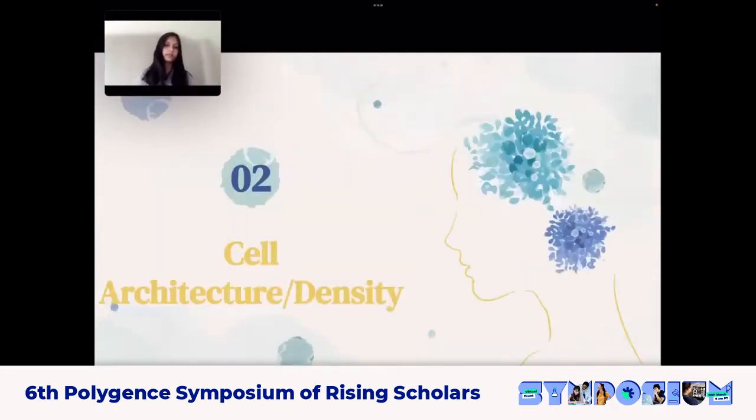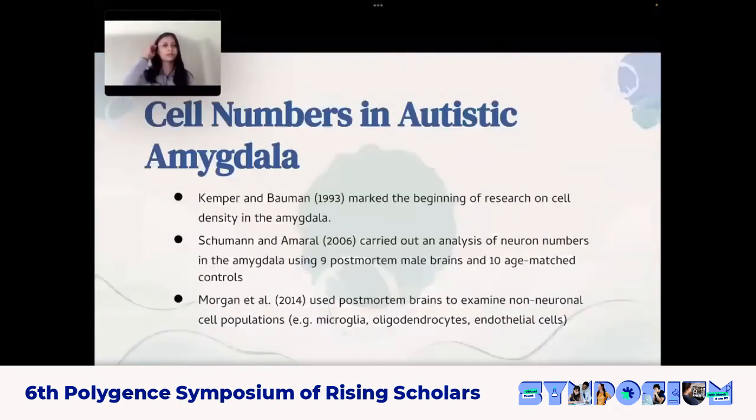My next section is on cell architecture and density in the autistic amygdala. Cell numbers in the autistic amygdala. Research on cell density of the amygdala as it relates to ASD started with Kemper and Bauman in 1993, who reported abnormally small and densely packed cells in the autistic amygdala. In 2006, Schumann and Amaral carried out an analysis of neuron numbers in the autistic postmortem amygdala, concluding that there are about 11% more neurons in children with ASD compared to neurotypical controls, but about 20% fewer neurons in adults with ASD compared to controls.